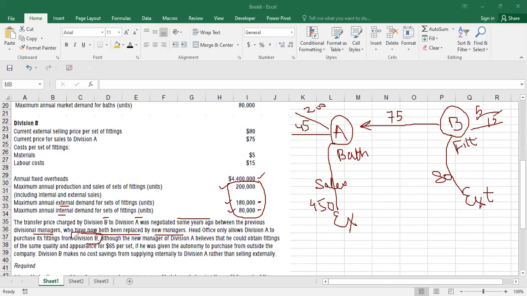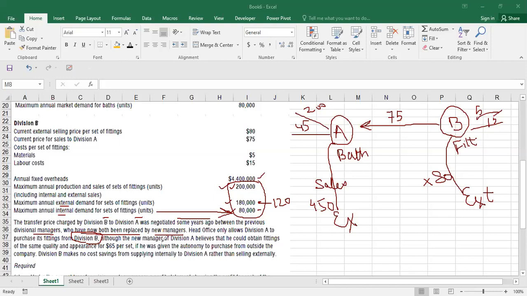Now, that's a big problem. Head office says that Division A will only buy from Division B. So it means that under the existing situation, these 80,000 units, Division B must be selling to A. So they are not giving this to outsiders. To outsiders, they are only giving 120K, because this is what they are left with, because their total is 200. If they give 80,000 inside, they can only sell 120,000 to the external customers at the price of $80.